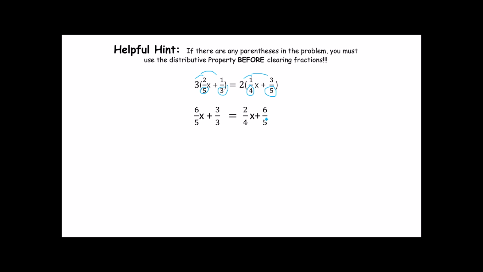Once I've done that, now I'm going to look for the LCD, the least common denominator, for 3, 4, and 5. If you're not sure what that is, you might want to pause the video and think about it rather than me just telling you. I'm going to go ahead and say that the least common denominator is 60. Notice that 60 times 6/5 is going to be 72. 60 times 1 is going to be x. 60 times a half is going to be 30. And 60 times 6/5 is going to be 72.